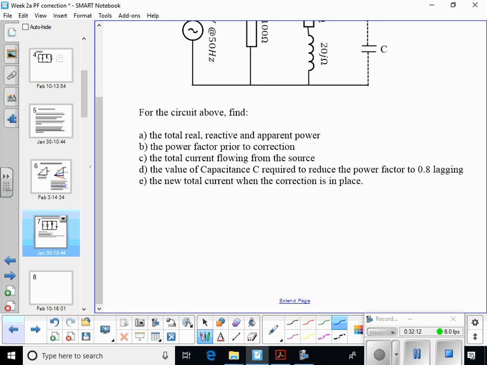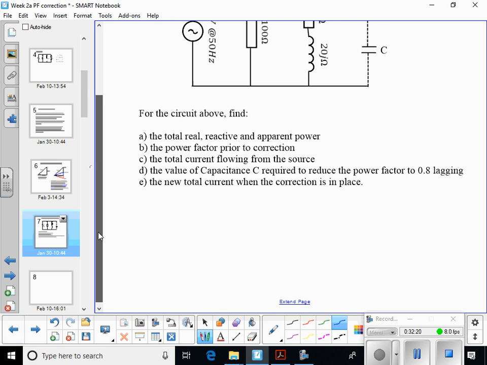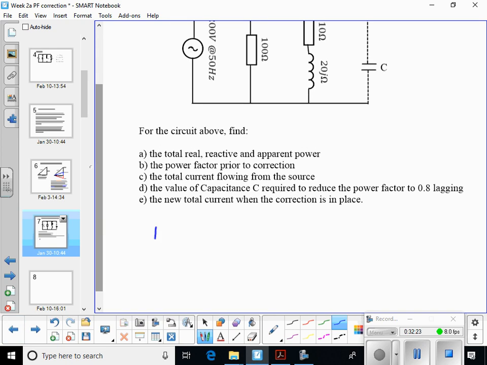So, first of all, we've got to find the total real, reactive and apparent power. We're going to find the currents separately. So I1, from Ohm's law, E over the resistance, for a single resistance, that is 200 volts divided by 100 ohms, equals 2 amps, and the angle is 0 degrees.